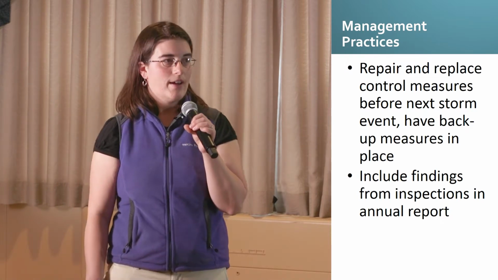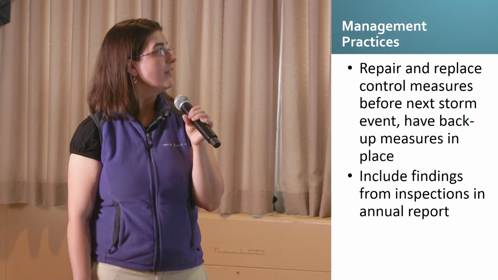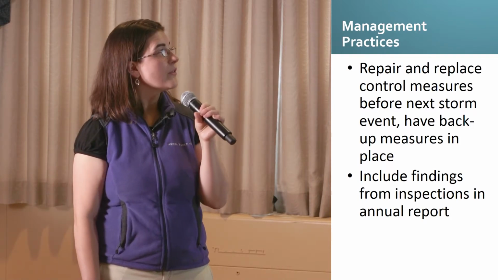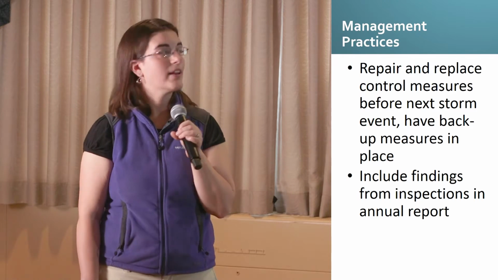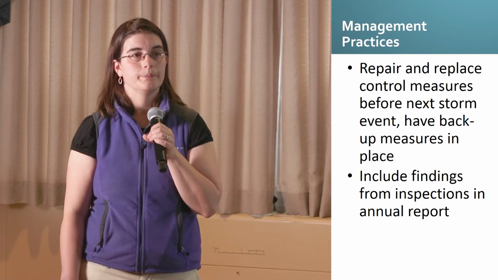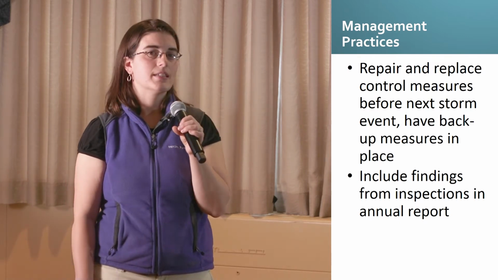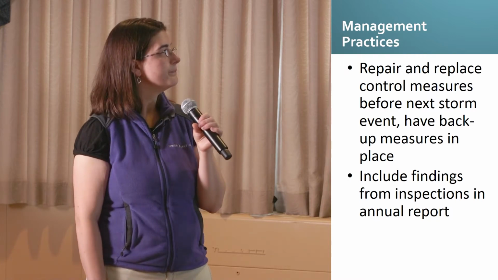So if you do find that your control measures are not working properly, you need to make sure that they're repaired or replaced before the next rain event, and have backup measures in place in the interim. You need to include all the findings from the inspections in your annual MS4 report.